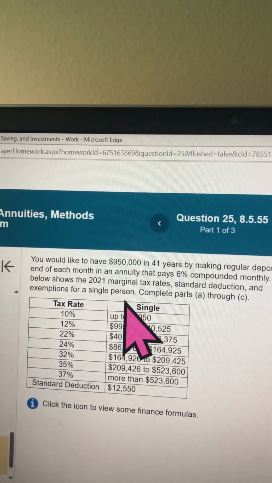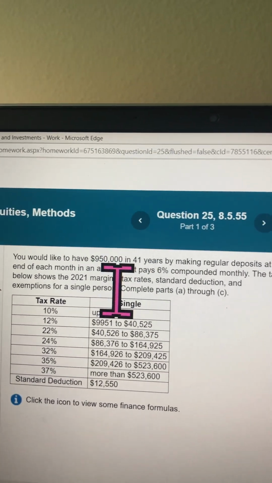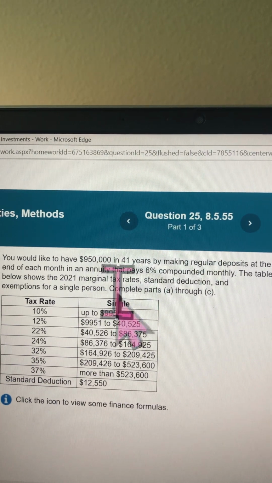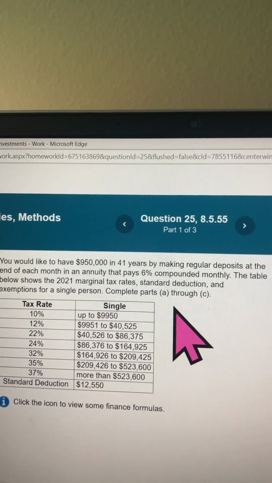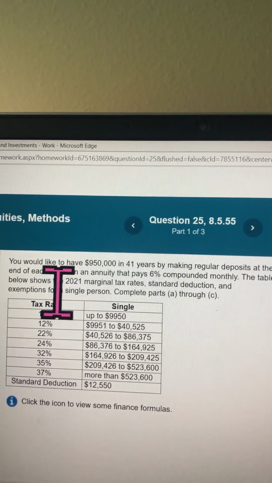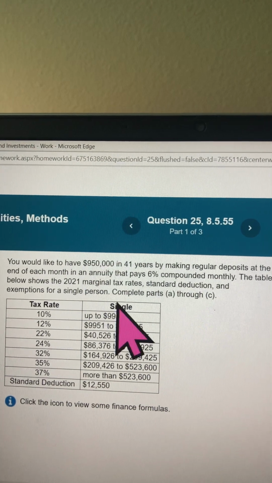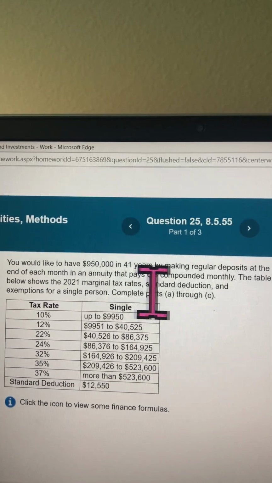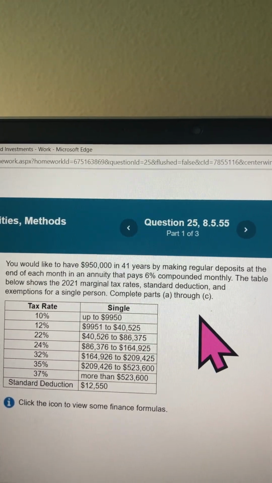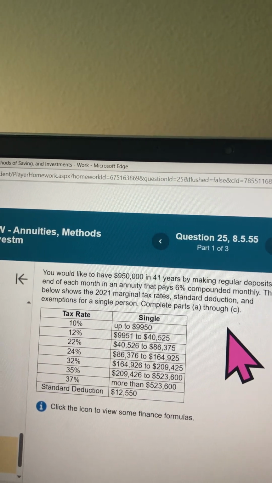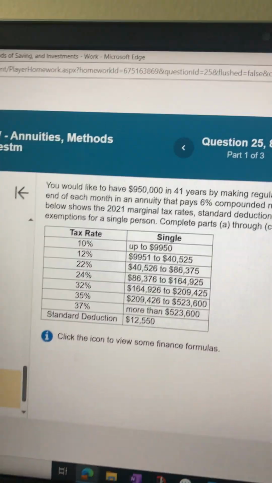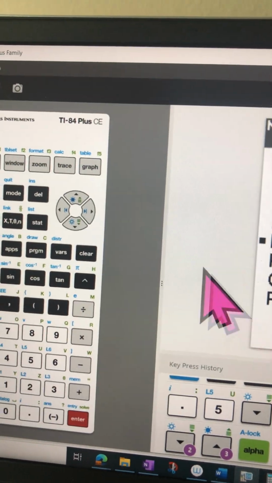We have the financial goal, that's the future value, $950,000. Time in years is 41. Each end of each month, so n equals 12. 6% is the compound interest rate, the annual interest rate. So let's go to the calculator.